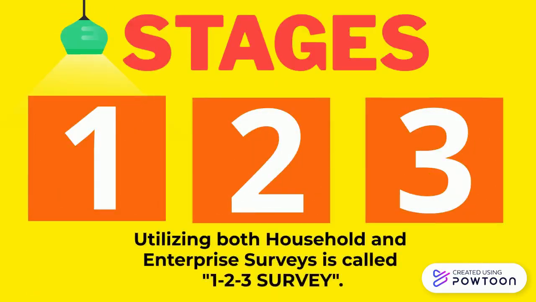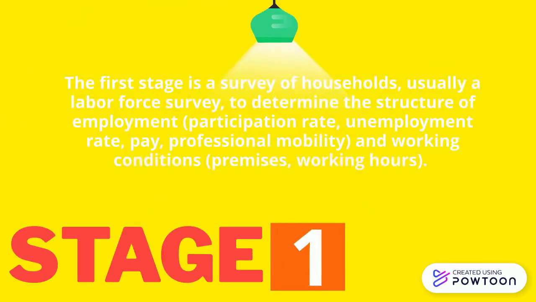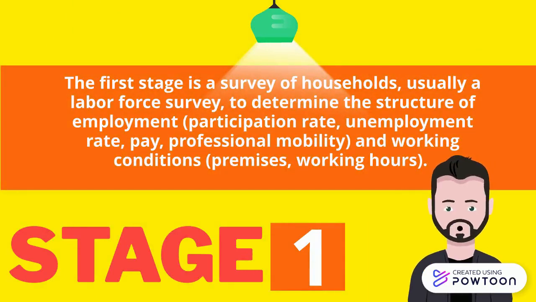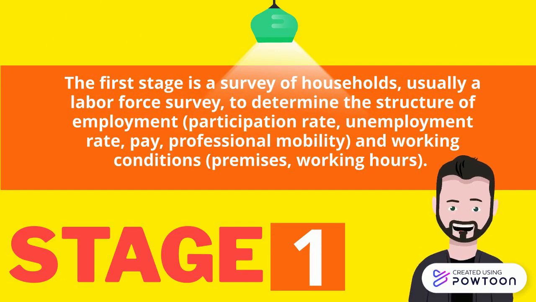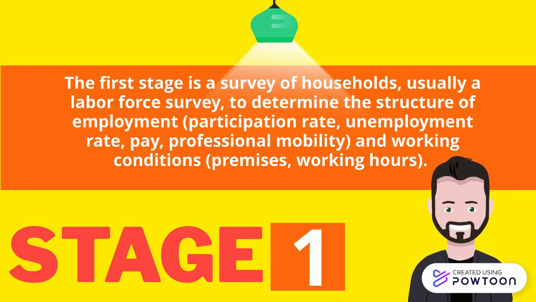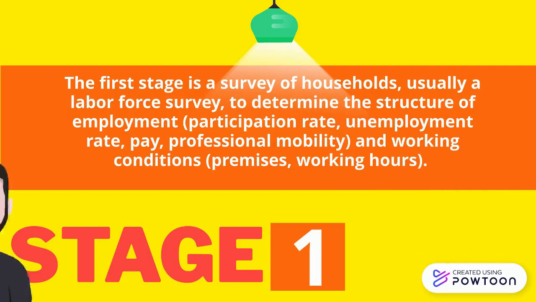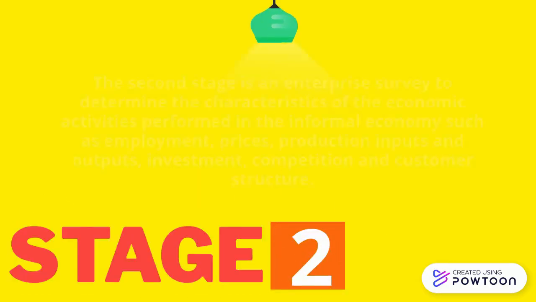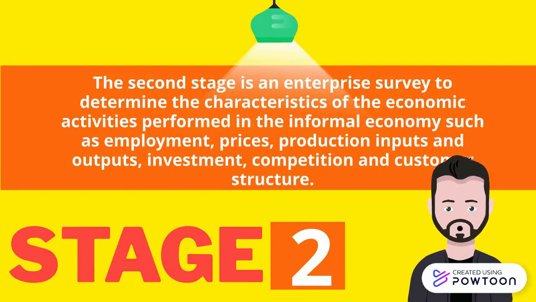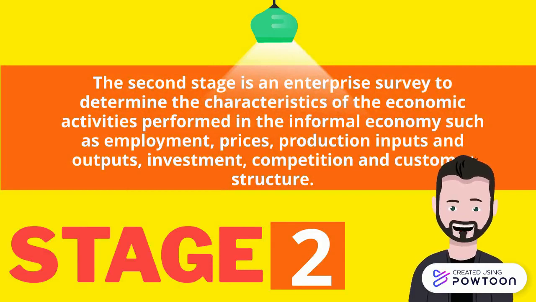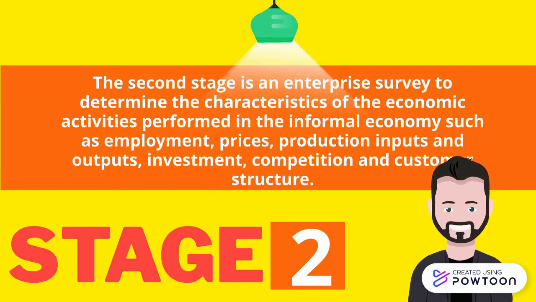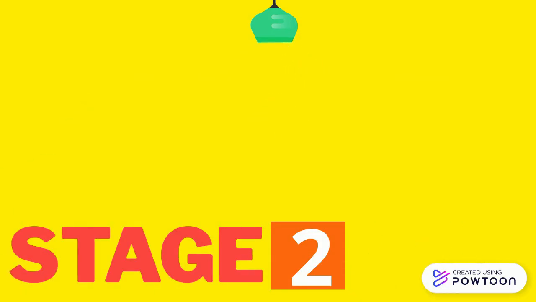So utilizing both household and enterprise survey is the 1-2-3 survey. As the name suggests, it is comprised of 3 stages. In the first stage, we would be able to determine the structure of employment. This includes participation rate, professional mobility, and pay, and also the working conditions, like in a factory, for example. The second stage is quite similar to the first stage. The only difference is that it would be coming from the point of view of the enterprise itself.